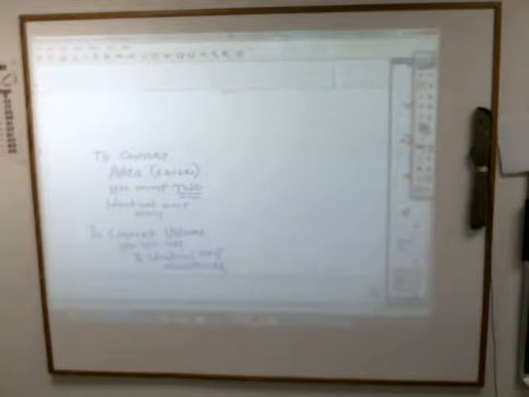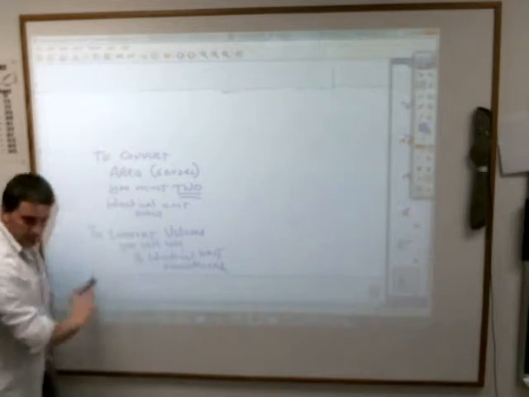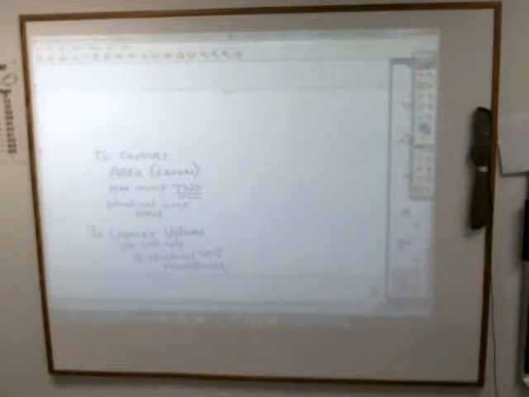To convert area, you have to use 2. To convert volume, you have to use 3. If it's just straight units of length, you only need 1. Let's find the problem first. Convert 216 cubic feet to yards.